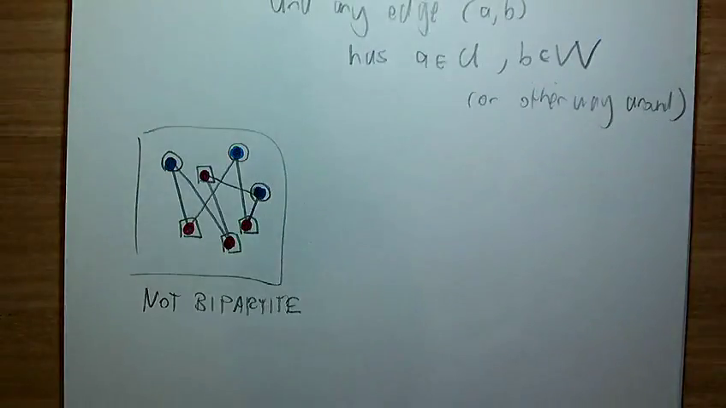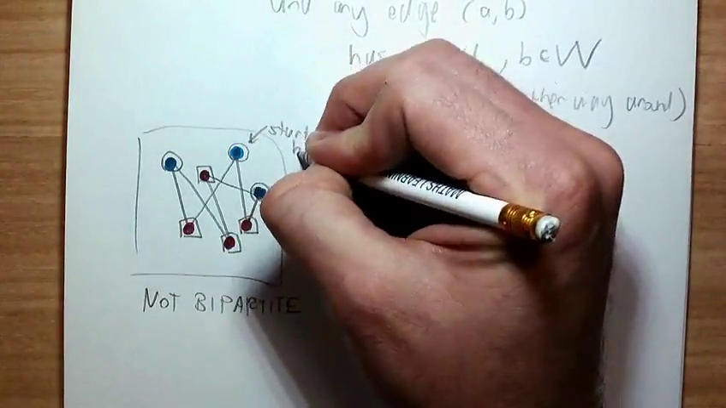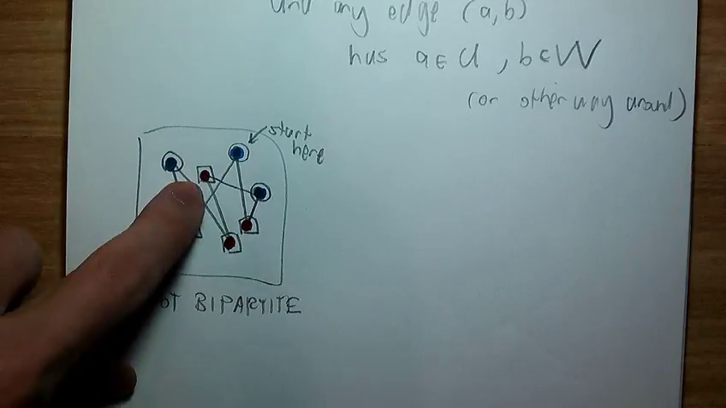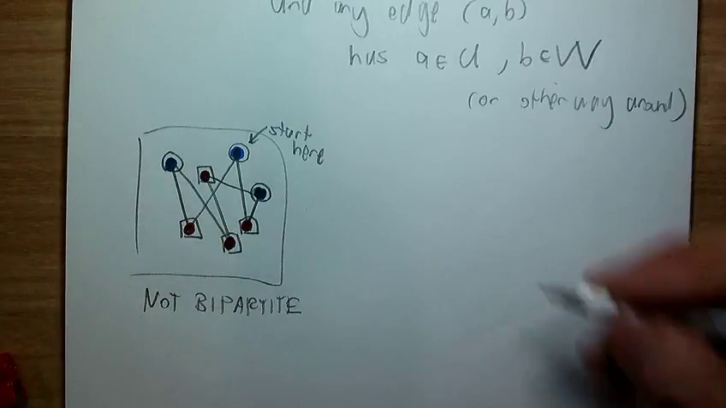Okay, so what I did is I started here and then coloured things in if they had to be in one part or the other. So if we removed this edge here, it would have been a bipartite graph.